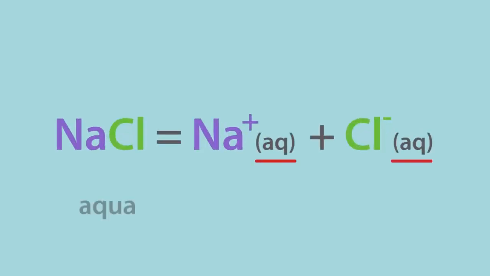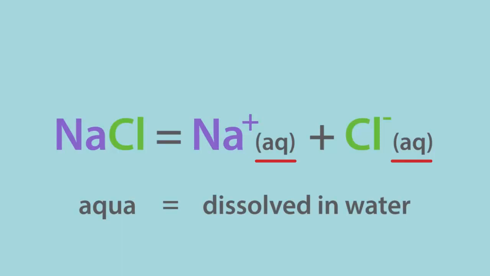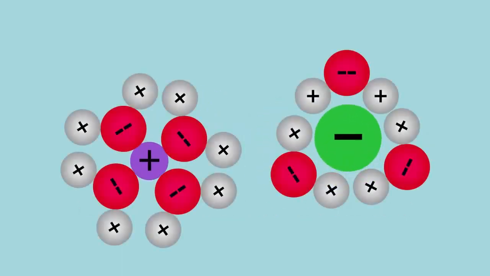Aq, or aqua, means dissolved in water. Each ion is surrounded by a sphere of polar water molecules, the slightly positive hydrogens near negative ions, and the slightly negative oxygens near positive ions. Solutions are good media for ionic reactions to take place.